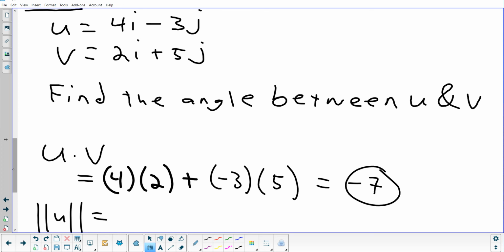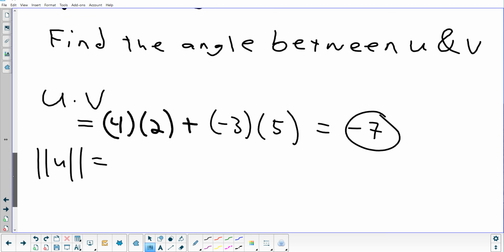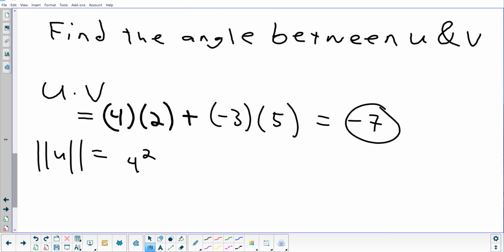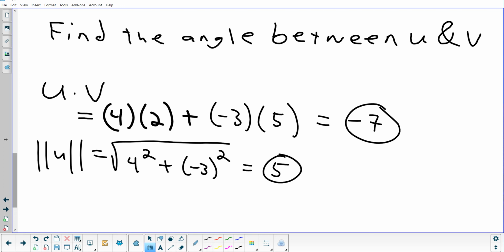Would it just be 4 squared plus 3 squared? Or negative 3 squared, plus negative 3 squared? Yeah, and then the square root. Okay, so Caleb, what's the magnitude of U going to be? 5. Doesn't always come out to a nice number. This time it did.